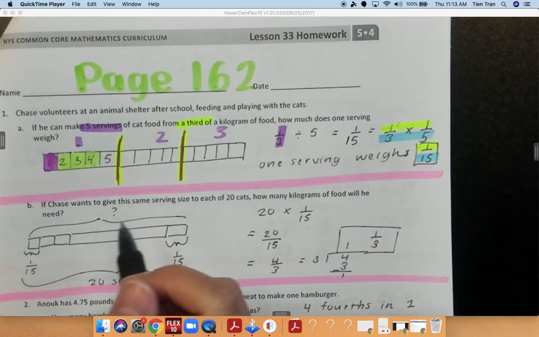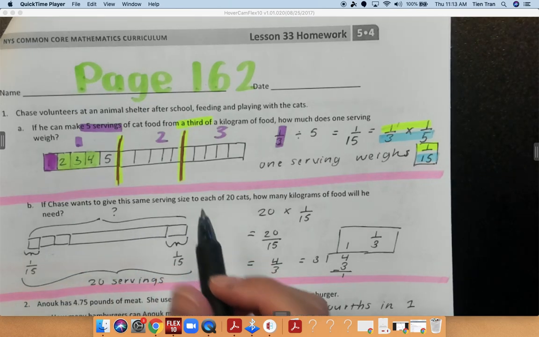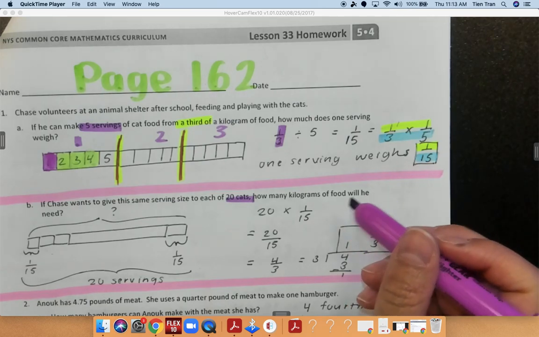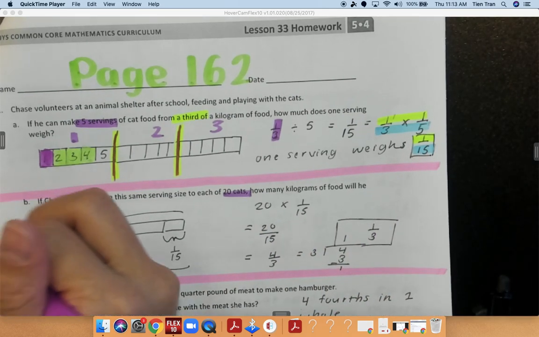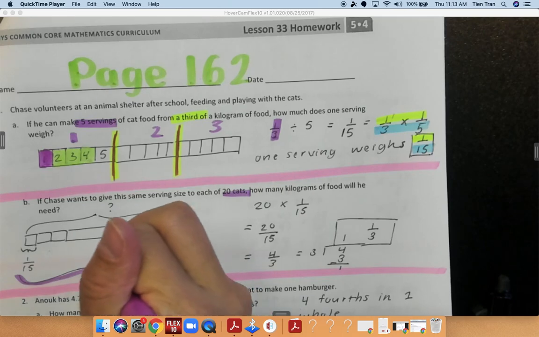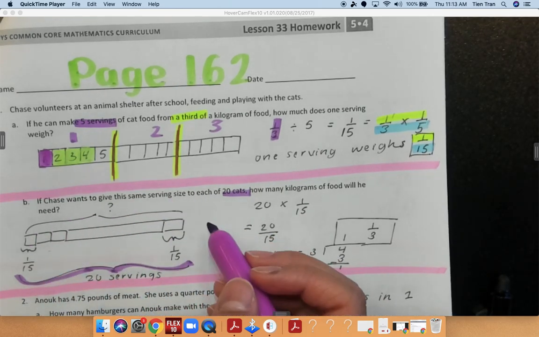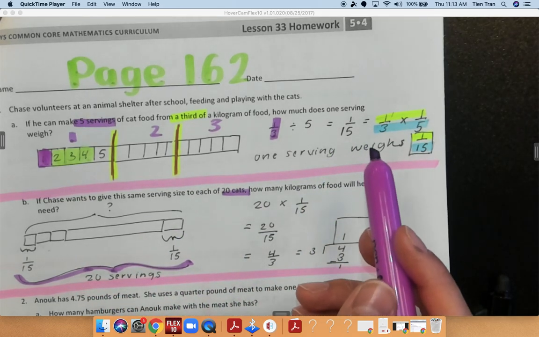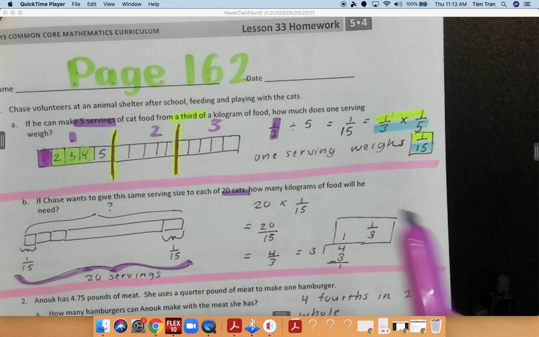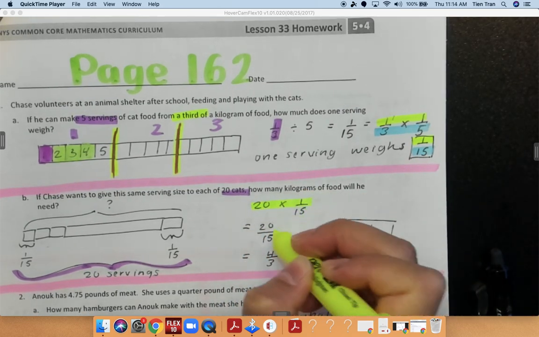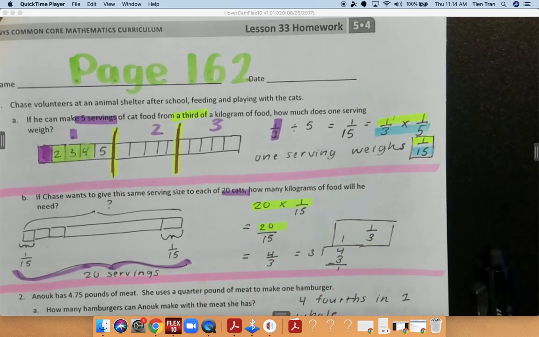For part B, if Chase wants to give the same serving size to each of his 20 cats, how many kilograms of food will he need? So he needs 20 servings for 20 cats. So this is the measurement of 20 servings. And because we know that each one is going to be 1/15, we're going to multiply it times 1/15. So 20 times 1 is equal to 20. 1 times 15 is equal to 15.